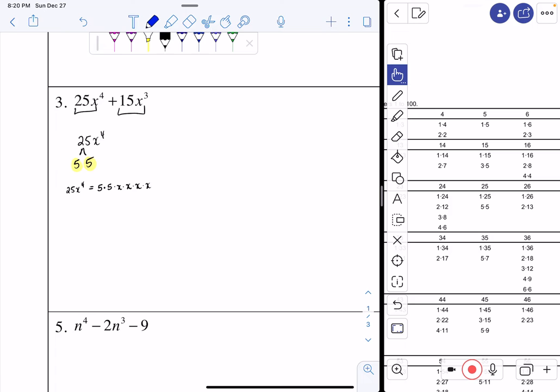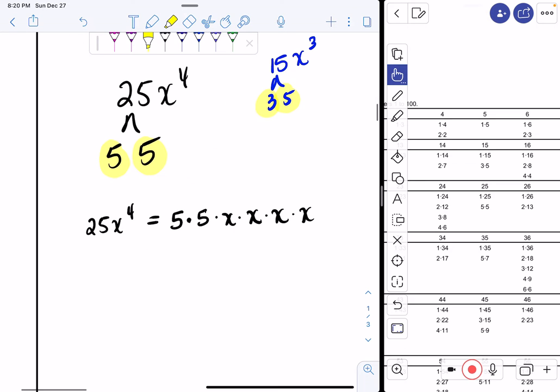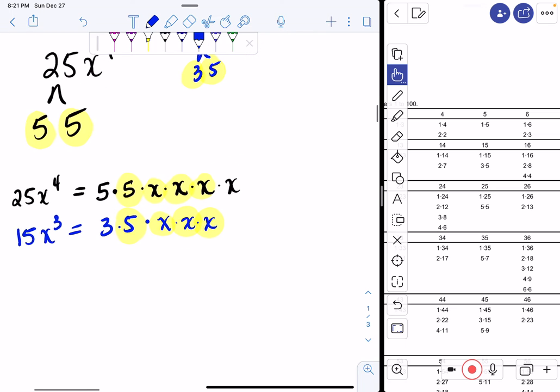Now I have 15x cubed. 15, I can break apart as 3 and 5, and I know those are both prime, so I'm going to highlight them. So I can say 15x cubed is 3 times 5, and then I'm going to write 3 x's. Now, I highlight what's in common. Well, they both have a 5, and they both have 3 x's. 1, 1, 2, 2, 3, 3. So my GCF is going to be 5 times x times x times x.